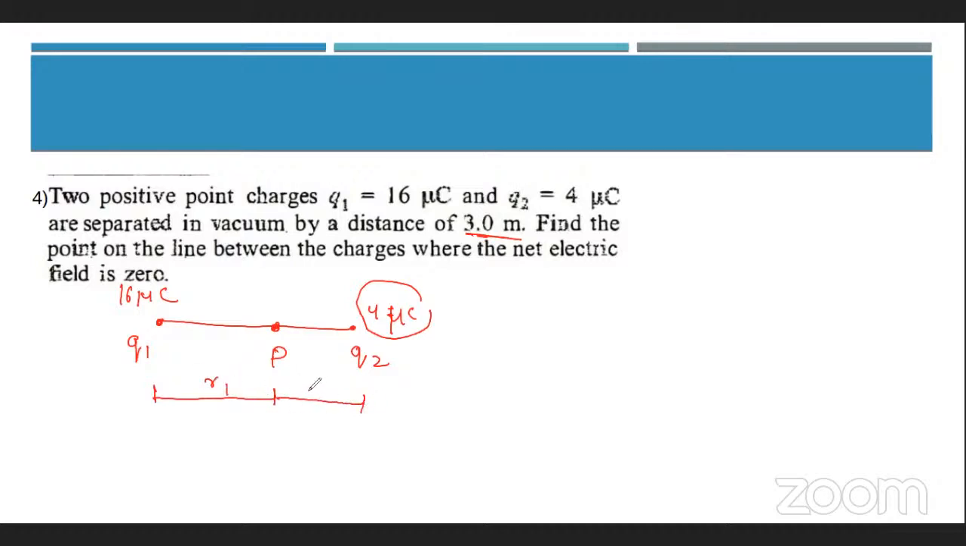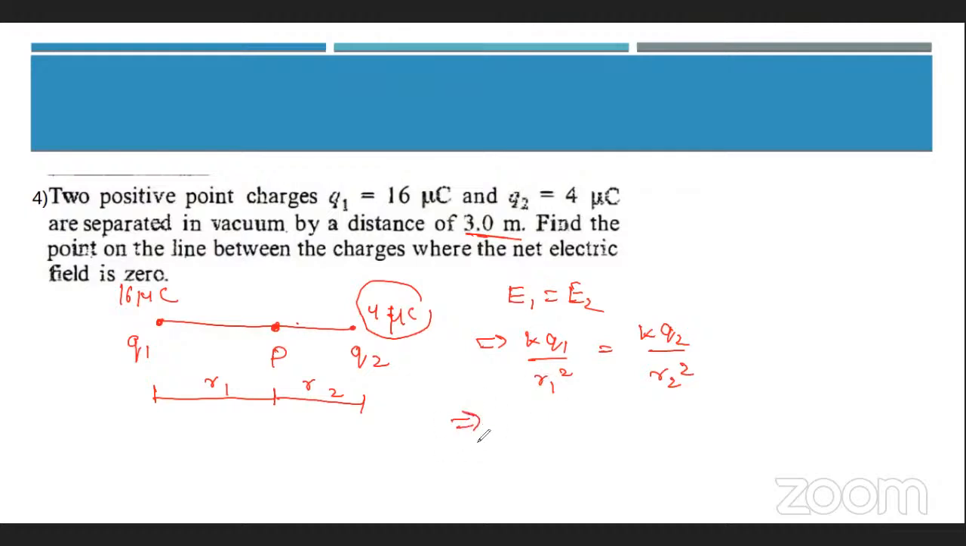So they both should be in opposite directions. Why? Because I'm assuming these are positive point charges, since they have not mentioned the charge. We have to find a point where the net electric field is zero. Net electric field will be zero only if they are equal and opposite. So E1 is there, and in this K and K will get cancelled. I'll write KQ1 by R1 square equal to KQ2 by R2 square.